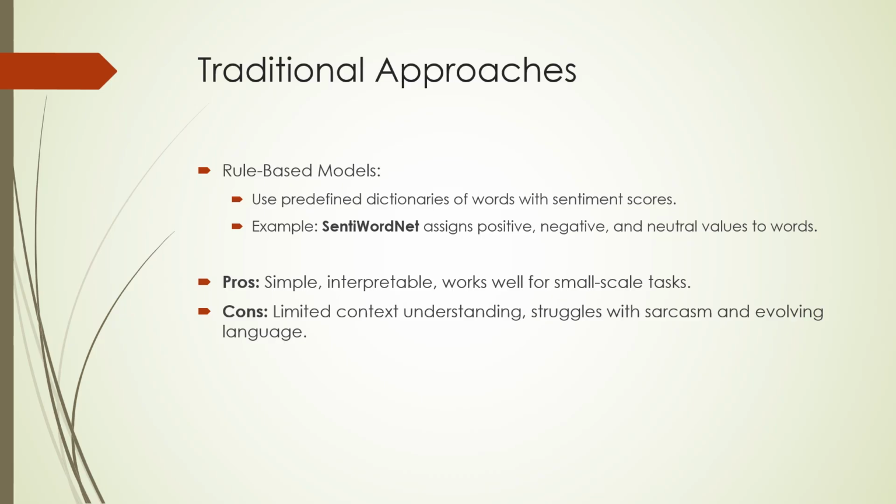And coming to AFINN, it is a list of English words rated for sentiment polarity, where each word is assigned an integer score between -5, that is very negative, and +5, that is very positive. So it uses single words and assigns them a score based on emotional intensity. For example, happy is +3, terrible is -4. It is quick and lightweight sentiment analysis, especially suitable for social media text and short sentences.